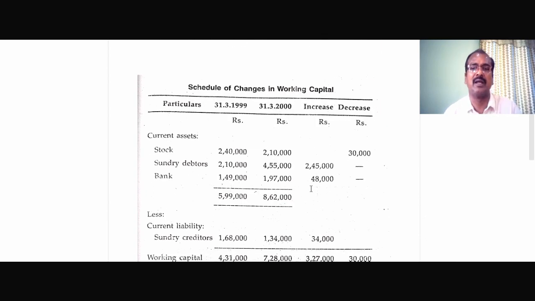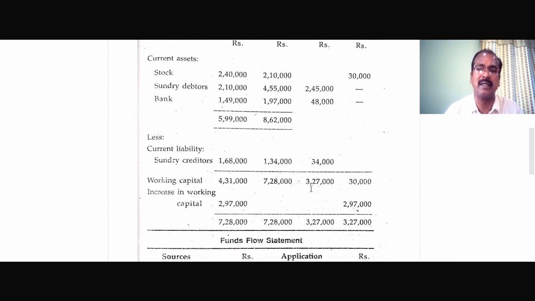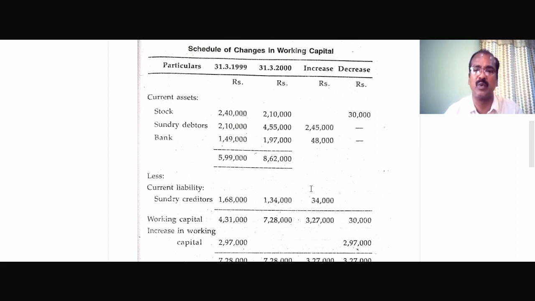Now you can very well understand the preparation of schedule of changes in working capital with the support of the four formulae. However, I will help you to recall those four formulae. One, increase in current asset leads to increase in working capital. Decrease in current asset leads to decrease in working capital. Increase in current liability leads to decrease in working capital. Decrease in current liability leads to increase in working capital.